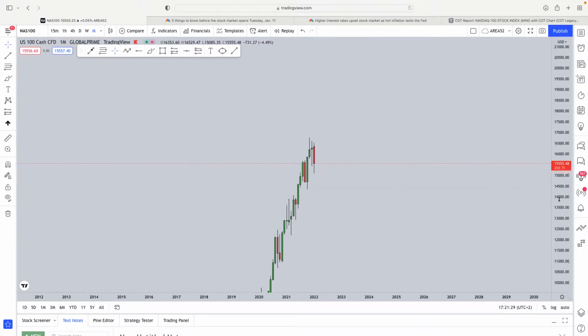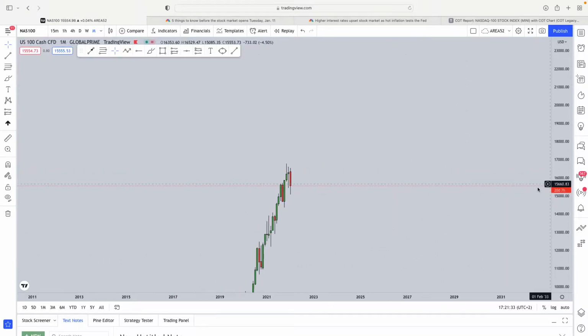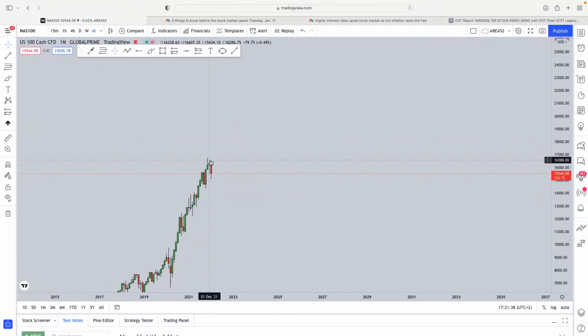Okay, so we're going to look at the technical side first. So starting here on the technical data that we have. On the monthly time frame, we can see the NASDAQ printed this nice impulse, and we can slowly see how the market is busy retracing.